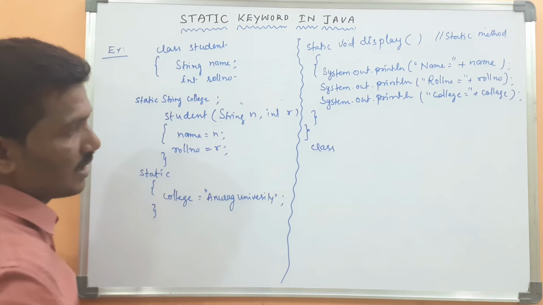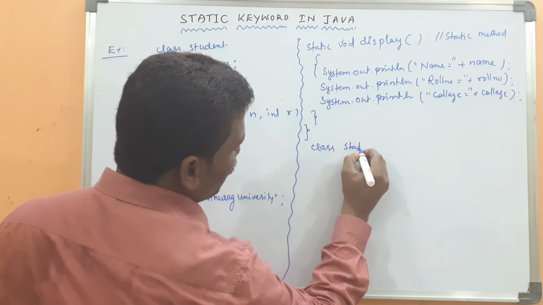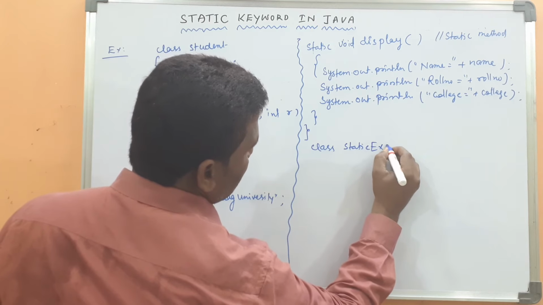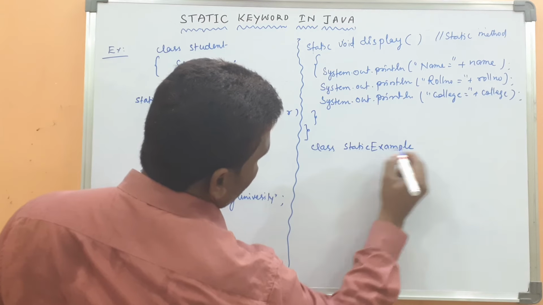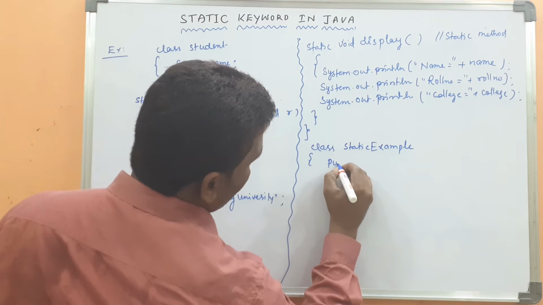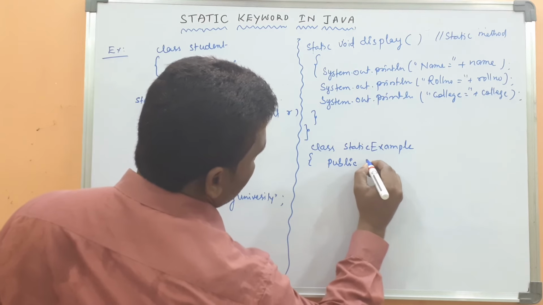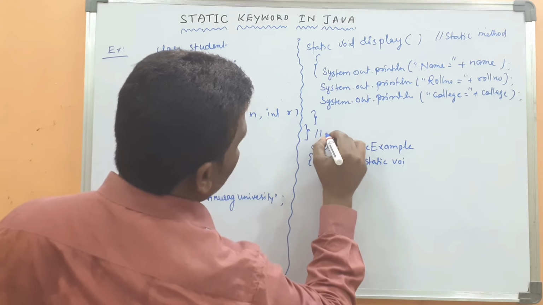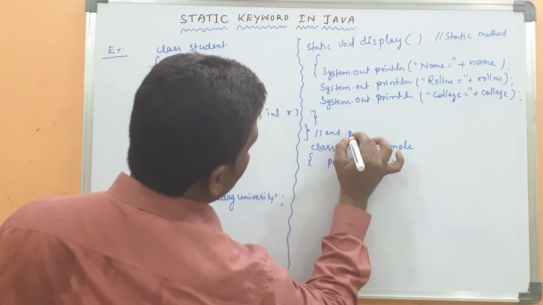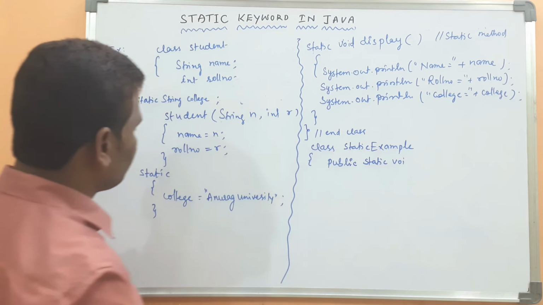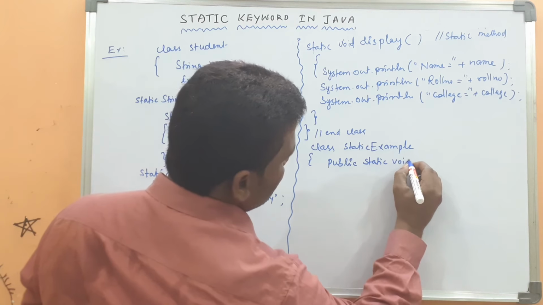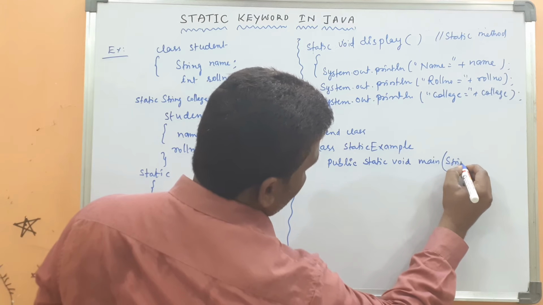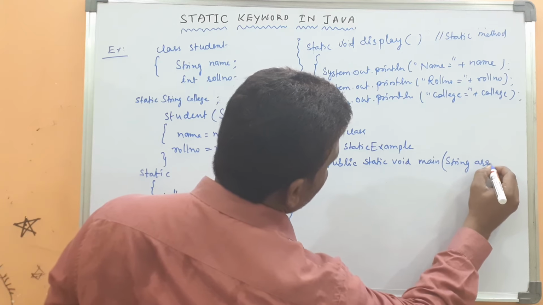Then class starting example. I want to take the main method in the separate class. Public static void main, here end class, string args.